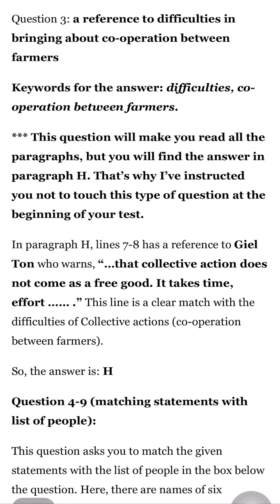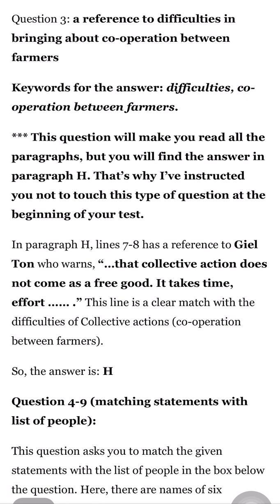In paragraph H, lines 7 to 8 has a reference to Gilton who warns that collective action does not come as a free good. It takes time, effort. This line is a clear match with the difficulties of collective actions cooperation between farmers. So, the answer is H.